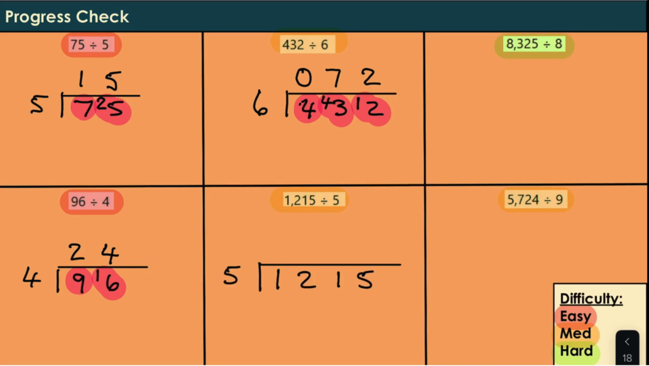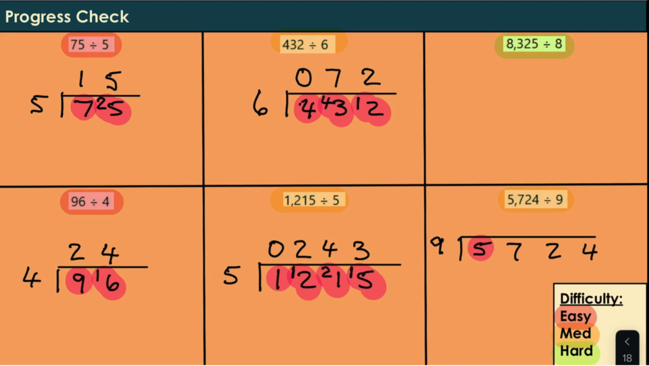How many 5s go into 1? That would be 0 5s. I carry over the 1 to the next digit. How many 5s go into 12? That would be 2 5s, and my remainder is 2. How many 5s go into 21? That would be 4 5s is 20. The remainder is 1. How many 5s go into 15? That would be 3 5s. And my final answer is 243.